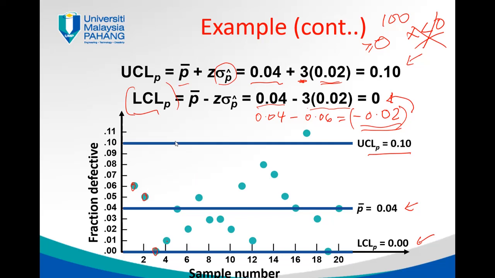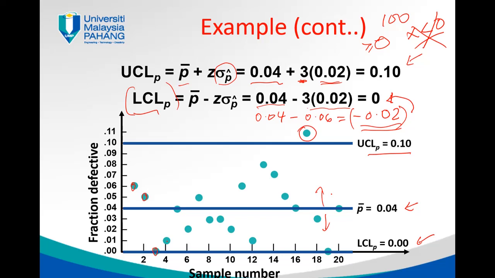Is there any point out of control? Yes, we have one point out of control. Are the points roughly located near the central line? Yes, most of the points are located near the central line. The number of points is roughly the same above and below the central line, so yes, roughly the same. Is there any specific pattern, and so on.